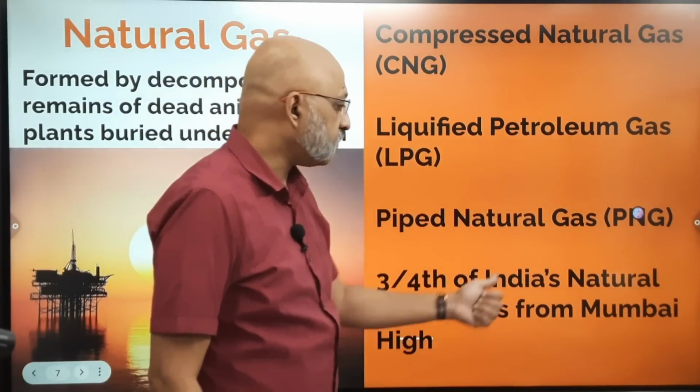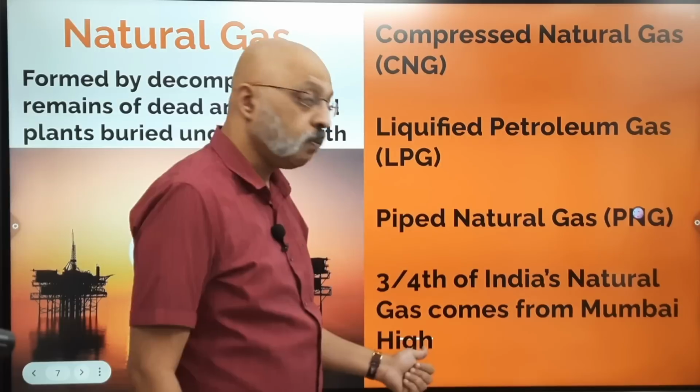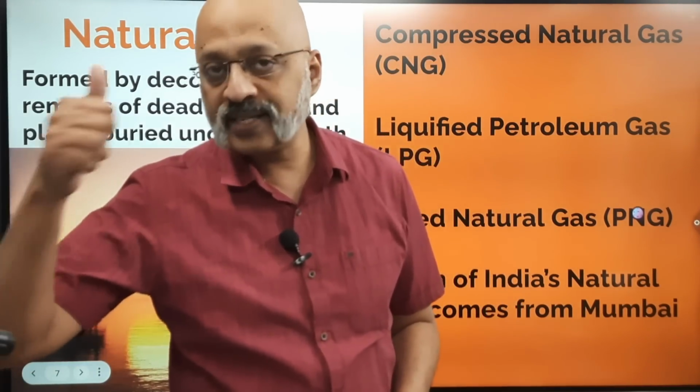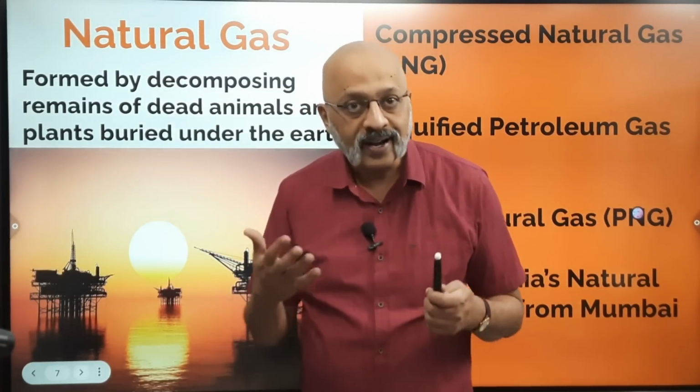Three-fourths of India's natural gas comes from Mumbai High. So Mumbai High is essentially the main place where all the gas is being produced. CNG, as I said, is used to run vehicles as an alternative to diesel and petrol. LPG is a byproduct after refining of crude oil, and the main component is butane.